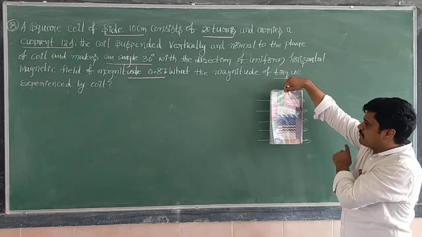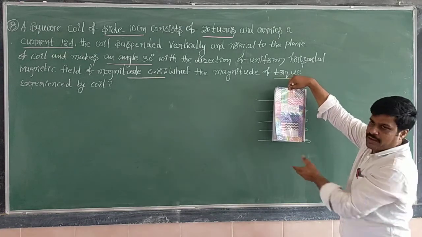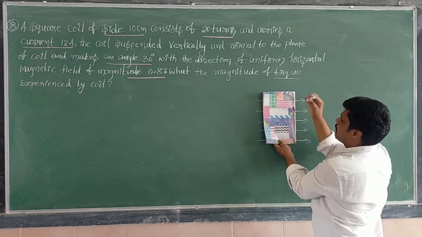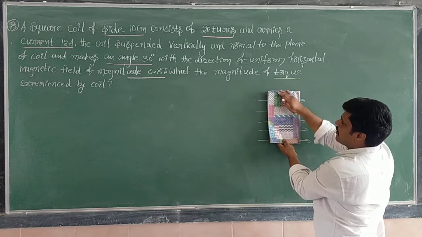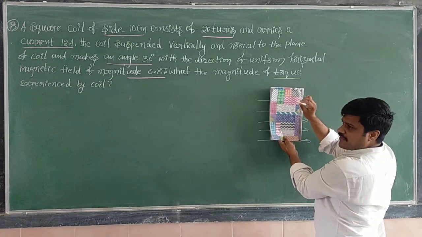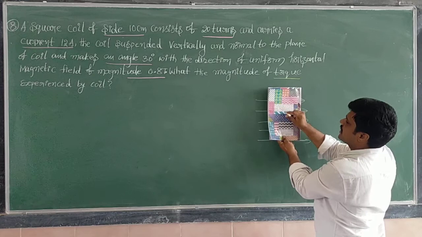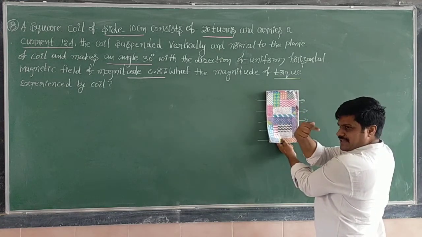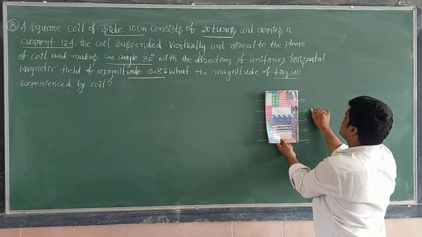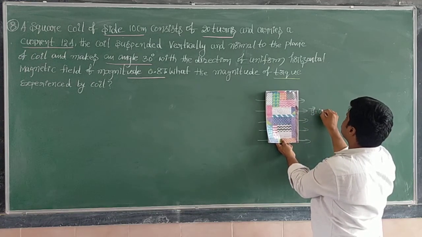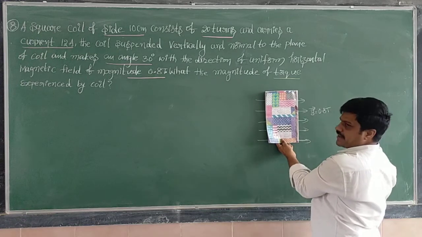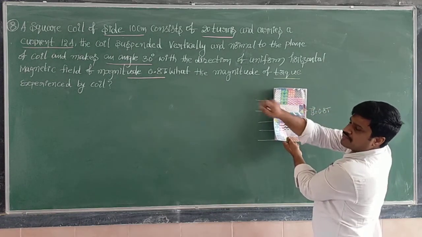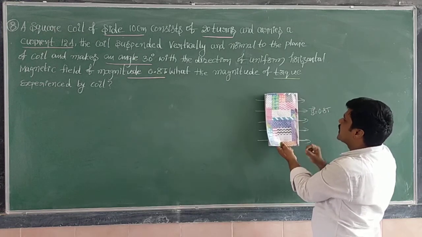At the same time, the plane of the coil is perpendicular to the direction of the magnetic field. Plane means the area vector of this coil. The direction of the area vector of this shape is like this, towards you. So it is like this, and this has been placed in a magnetic field of 0.8 Tesla. Of course, in this coil, 12 amperes current is flowing.